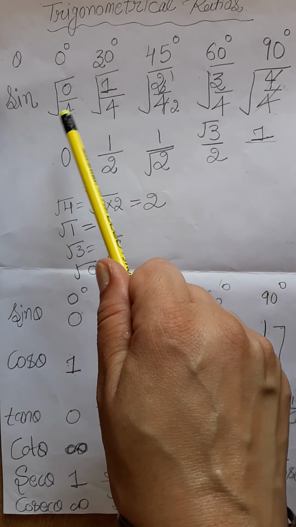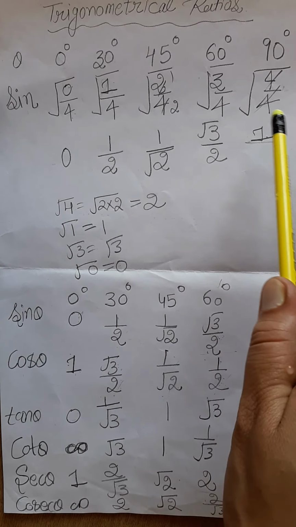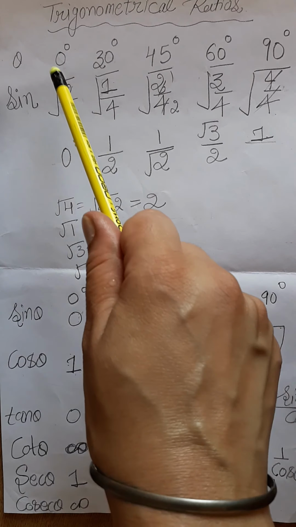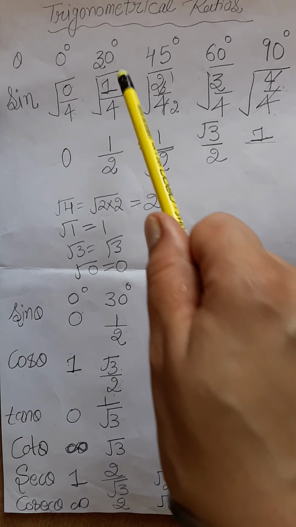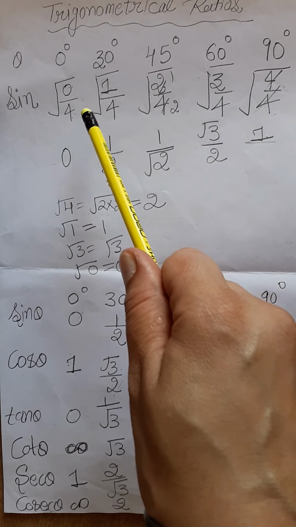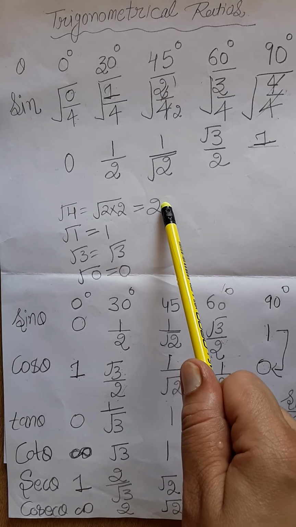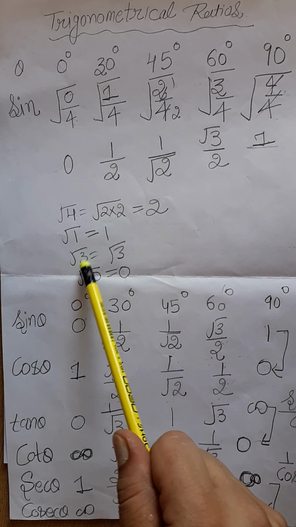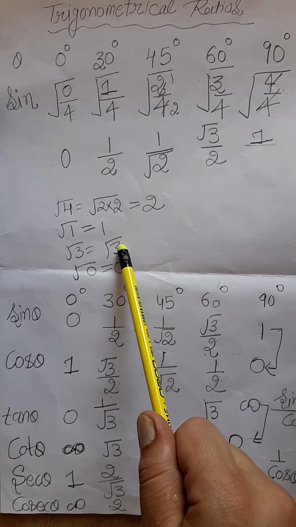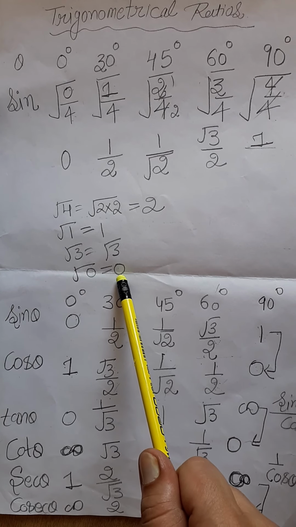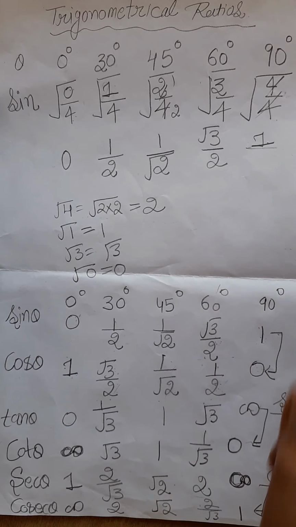After that, divide all the numbers by 4. After that, take their square root. Okay, 0/4. I have told you that square root of 4 is 2, square root of 1 is 1, 3 we can take as it is, and square root of 0 is 0. By putting all these values you get these digits.